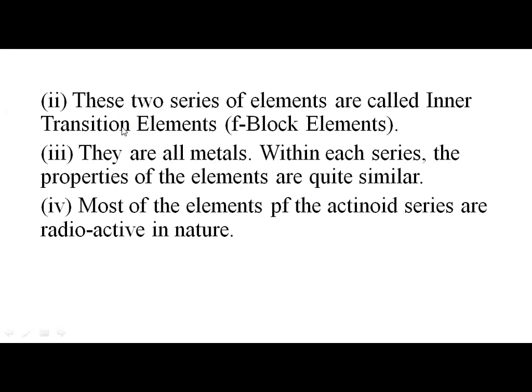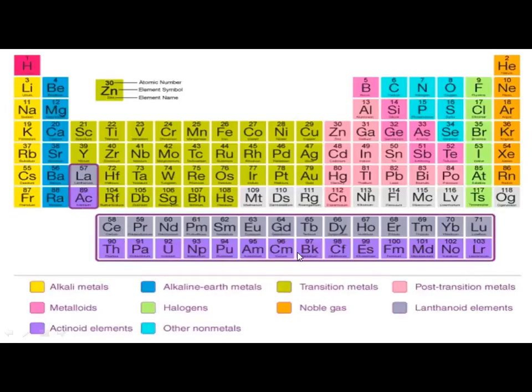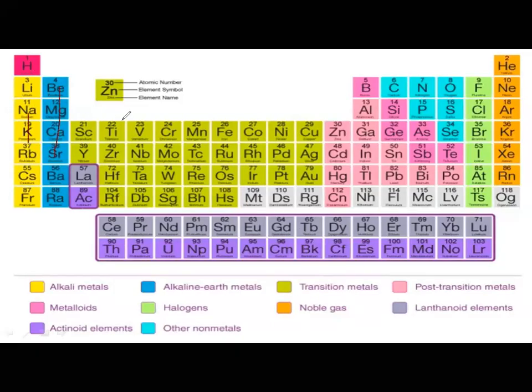So, till now we have seen that in the vertical columns there is similarity, but in case of F block, there is horizontal similarity. That was the reason why these two were placed separately. Till now we have seen all these elements show similar properties, so in the periodic table there is vertical similarity. But in case of F block, there is horizontal similarity. They show similar properties. So that was one reason why they were placed separately.